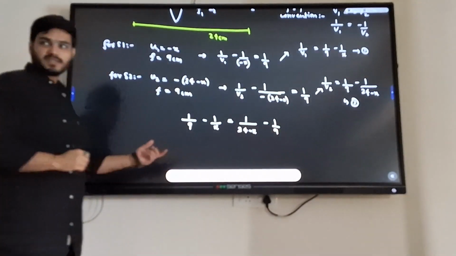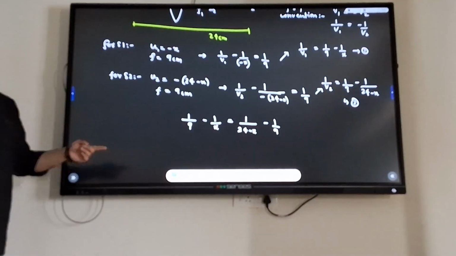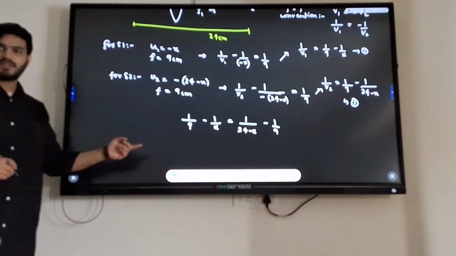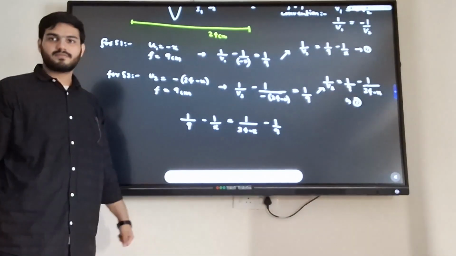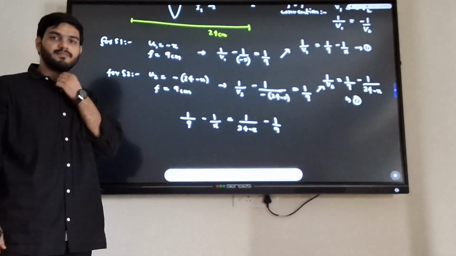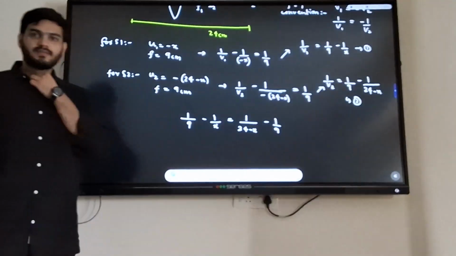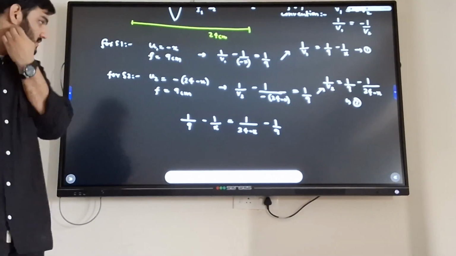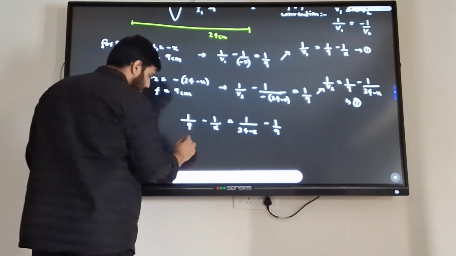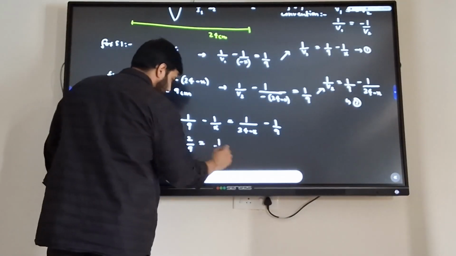Can you do the calculation? I think this will become again a quadratic equation. And what should be the roots? Can you find the roots for me? I think you'll get something like 2 by 9, right.